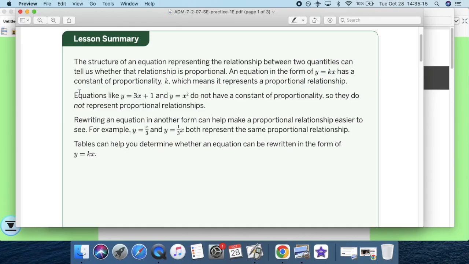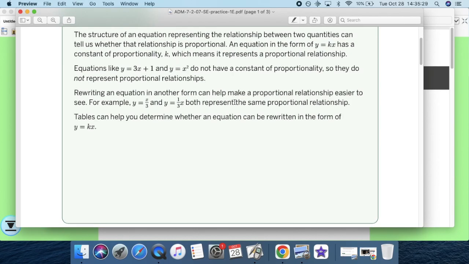So today you learned about equations like y equals 3x plus 1 and y equals x squared, and how they do not have a constant proportionality. So they do not represent proportional relationships. Let me give you an example.